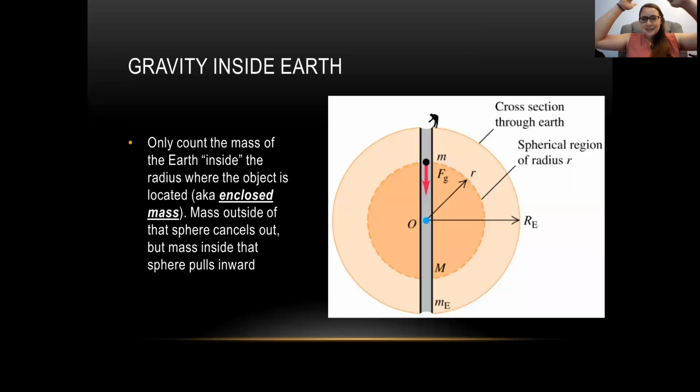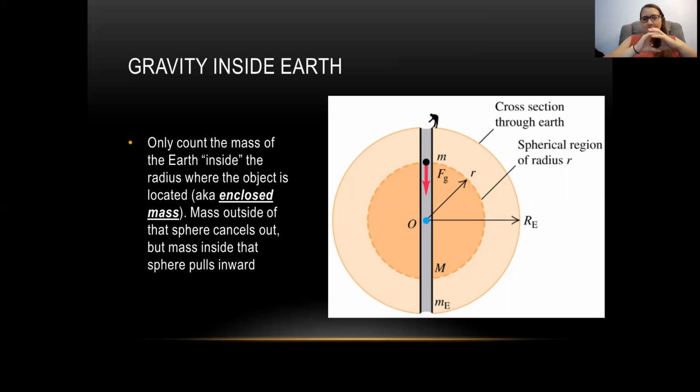And so as this ball is falling, we only count the mass of the Earth that's inside a sphere at the distance the ball is located, right? That's called the enclosed mass. So you can imagine, as this ball is falling farther and farther, that darker orange circle is getting smaller and smaller, because the mass enclosed within that imaginary sphere is getting smaller and smaller. But there's still mass outside of that sphere, right? It's not like we're compressing the Earth to be that size.